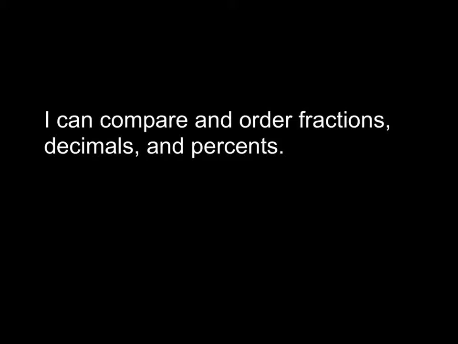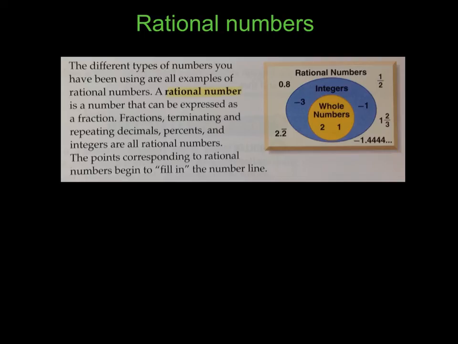Today's learning target is I can compare and order fractions, decimals, and percents. Today we're going to be working with rational numbers. And rational numbers are basically the kinds of numbers that we've been focusing on. So things like fractions, like right here, terminating decimals like this, or repeating decimals like this, or integers. These are all examples of rational numbers.